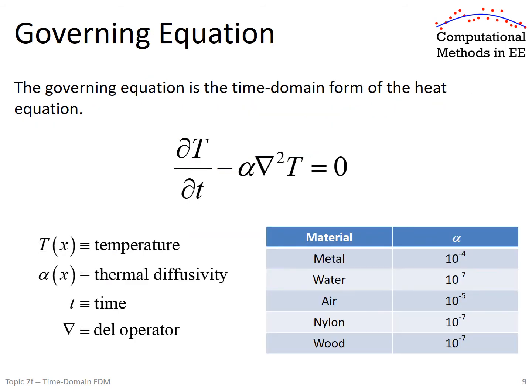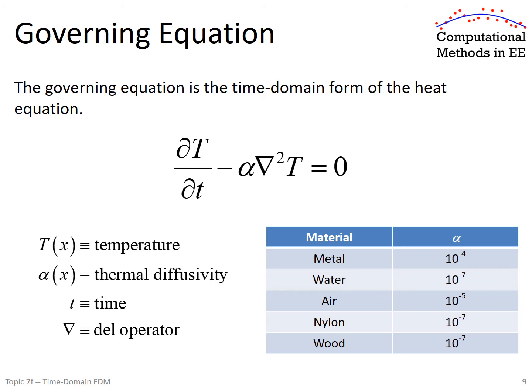Well, we have to identify our starting equation, and in this case, it's the time domain form of the heat equation. Now, in this equation, the capital T is temperature, and that is a function of x, although I'm not showing that explicitly in the equation. The lowercase t is time. And alpha is the thermal diffusivity talked about on the previous slide.